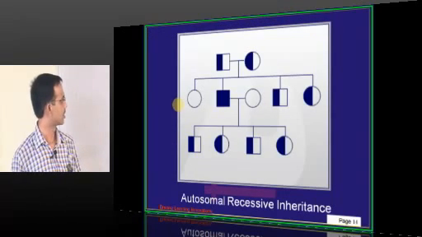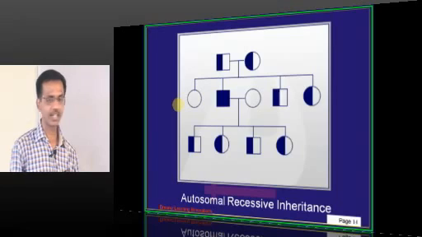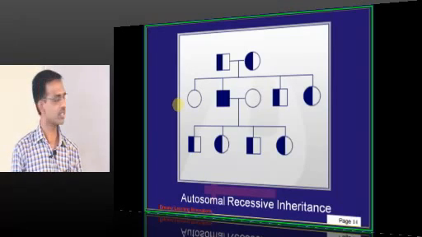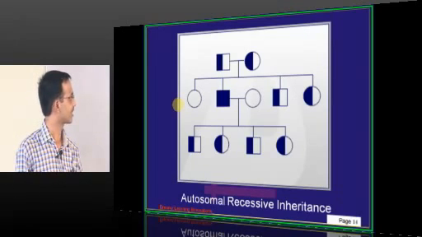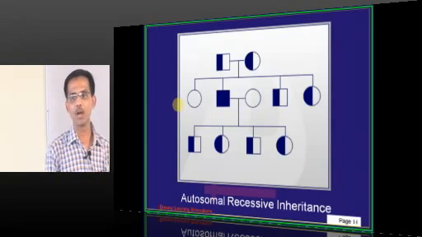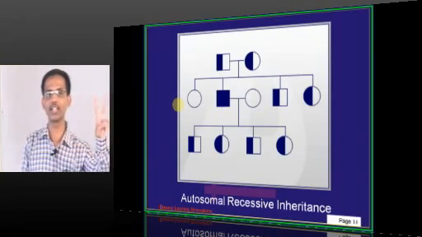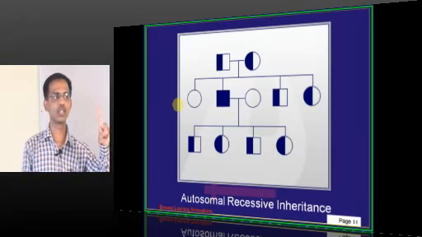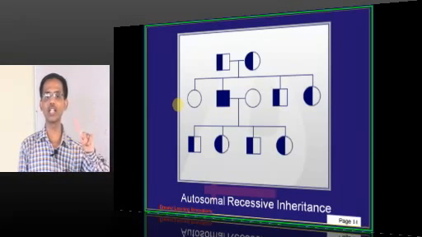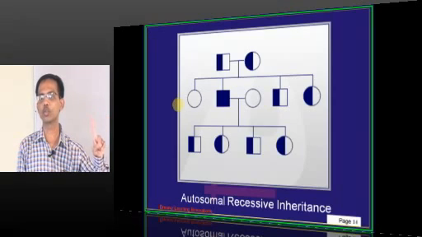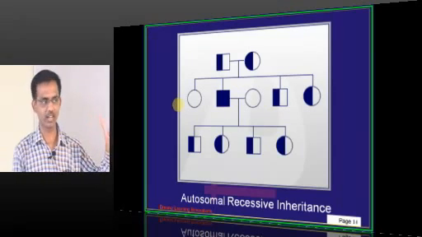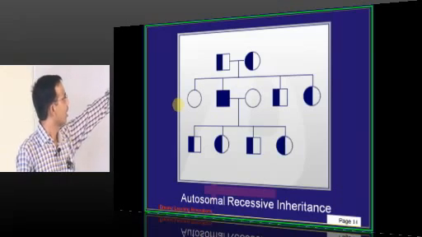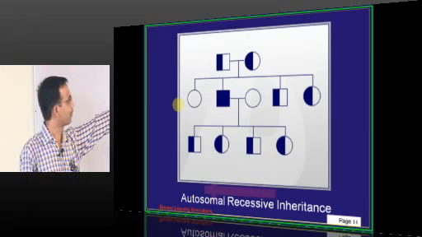What about this? Look at the shaded areas. Half-shaded ones are carriers. It's a recessive disorder. The problem with recessive is that both alleles should be affected. Only then does the disease get manifested. When only one allele is affected, the disease doesn't get manifested. Those people are called carriers. They are going to transmit the disease, right? Carriers are there, affected people are there.